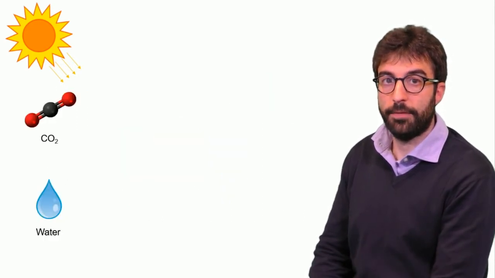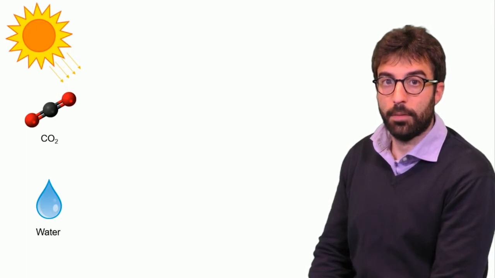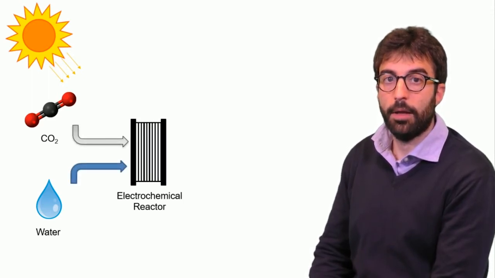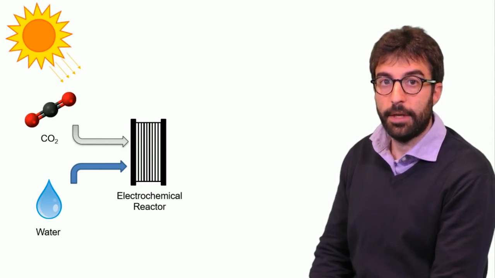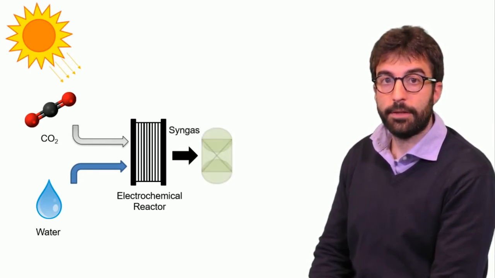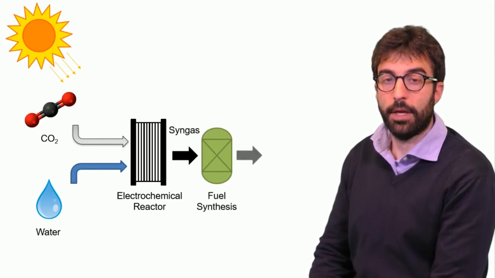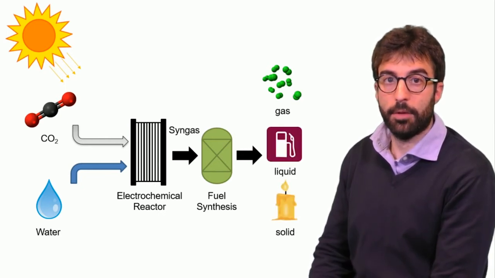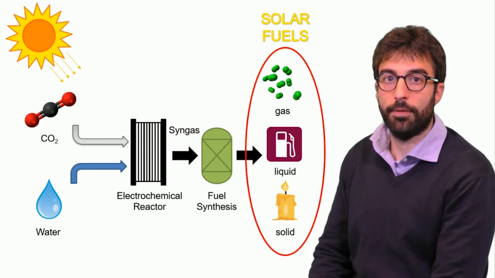So in general, we can feed the system with compounds from the environment, that is carbon dioxide and water, that can be fed to the electrochemical reactor, which is the device where chemical energy is produced and is obtained from an electric source obtained from renewable energies. And this product is syngas, that is the input for the fuel synthesis reactor that gives us, depending on the optimization of the process, a gaseous fuel, a liquid fuel, or a solid fuel. All those three are called solar fuels.